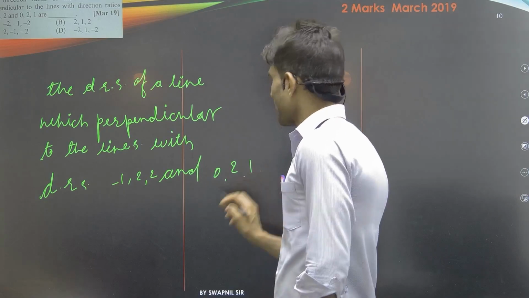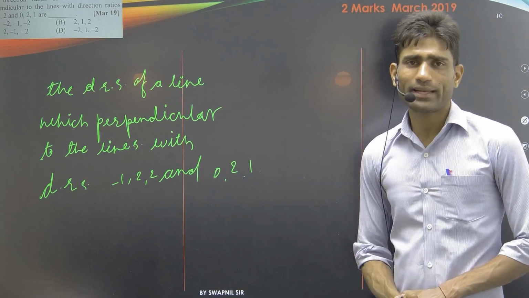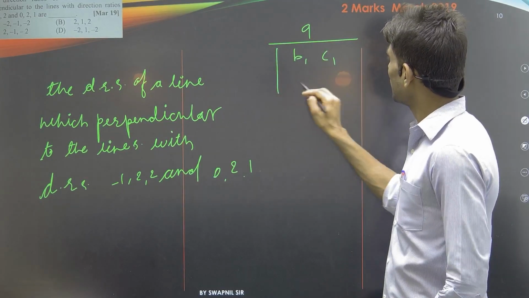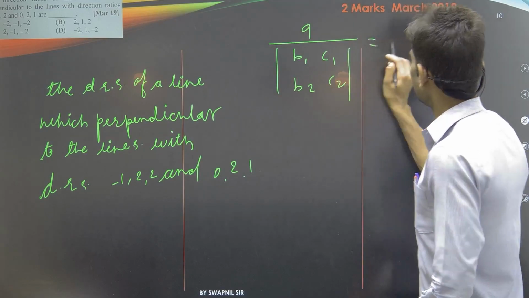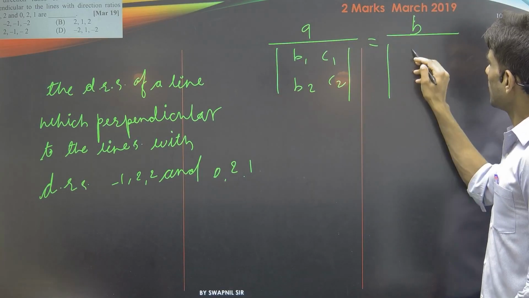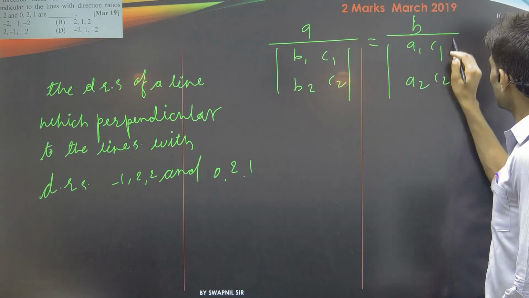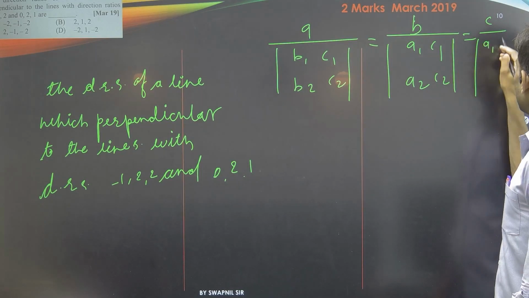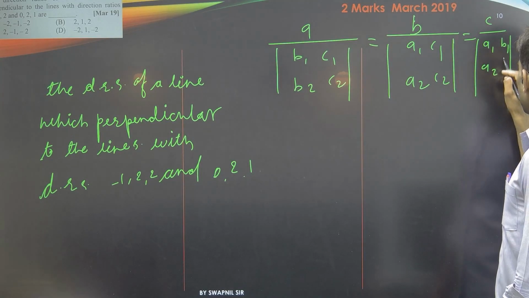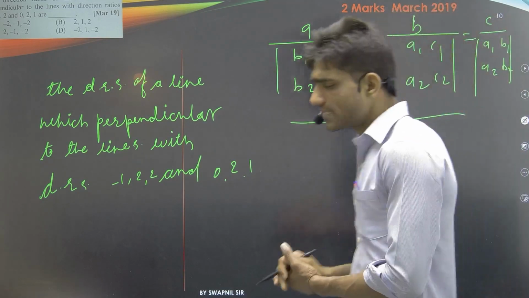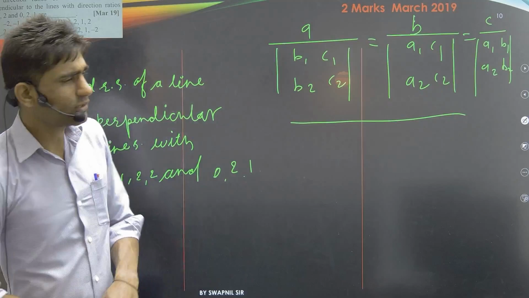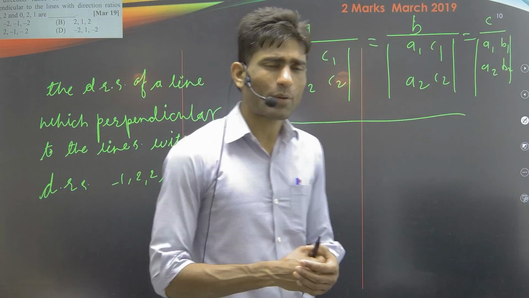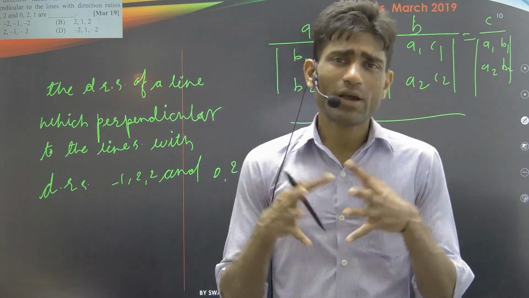Using these direction ratios, find the direction cosines, or you may go for a upon the determinant of b1 c1, b2 c2, again b upon the determinant of a1 c1, a2 c2, and again c upon the determinant of a1 b1, a2 b2. Find the value of these determinants and you will get the required proportion for our values a1 b1 c1 a2 b2 c2. I'm expecting that you have understood this solution.